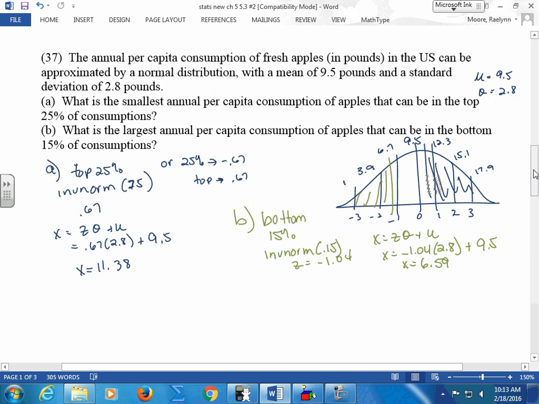Again, just watch your rounding. So let's take a look at it. This one doesn't look like it's rounded. So let's take a look. Oh yeah, they have decimals. Okay.